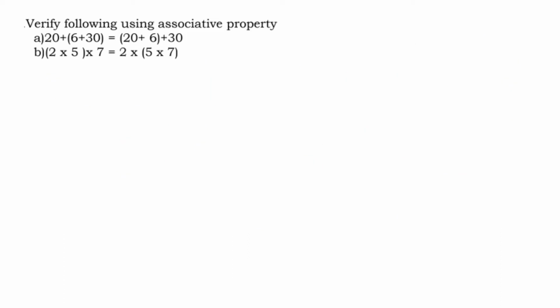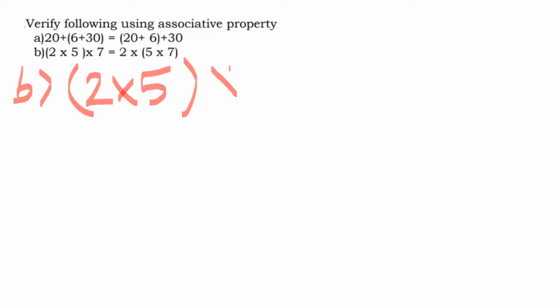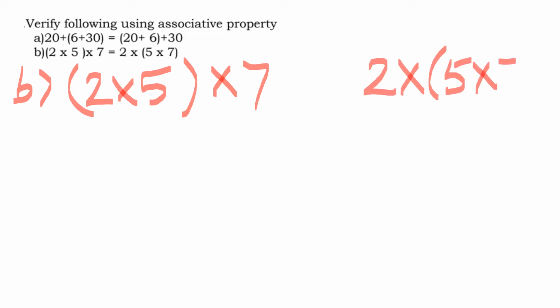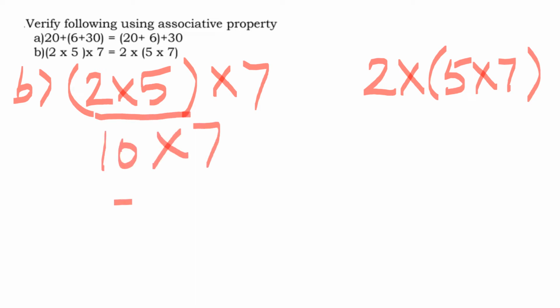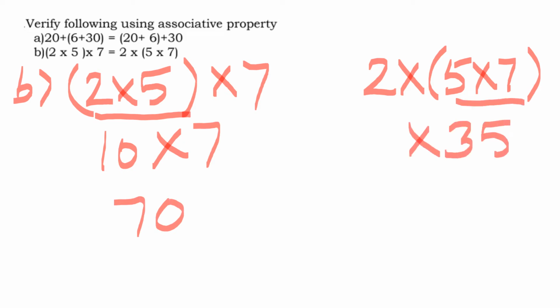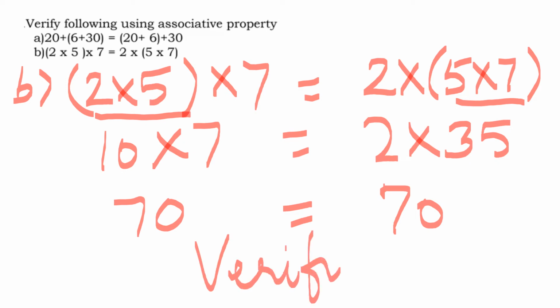Now let us check for the B part in which the multiplication is given. So in the B part, 2 into 5 are grouped together into 7 in the left hand side, and 5 into 7 are grouped together in the right hand side. Let us check. We know 2 5s are 10 and 10 into 7 gives me 70. Similarly, 5 sevens are 35 and 35 multiplied by 2 gives me 70. So my answers are the same, hence the property of associativity is verified for multiplication also.